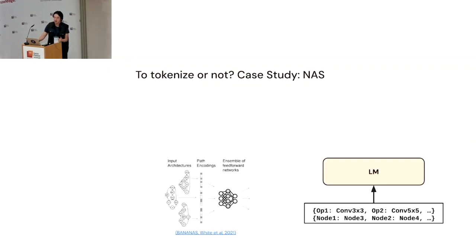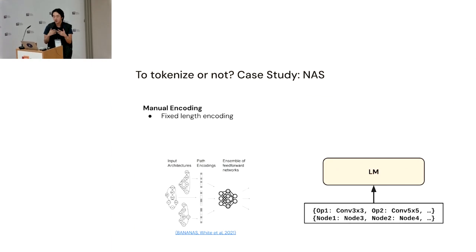So the first case study I want to show is, for example, NAS. On the left are some of the more common techniques you have for function prediction or performance prediction. Let's take a look at this. On the left, people usually have tried manual encoding. So what this means is that you're going to take an architecture, for example from NAS-Bench-101, and you're going to turn it into some sort of path encoding.